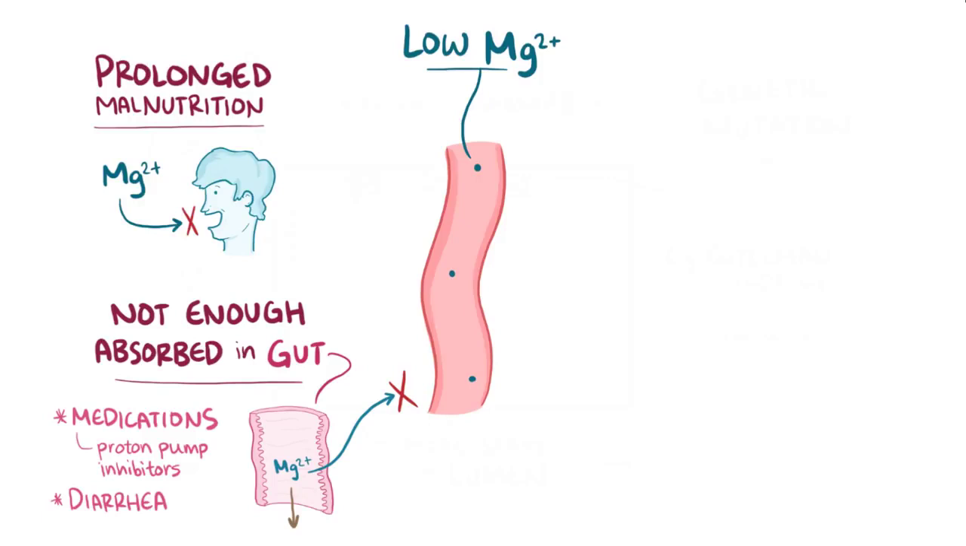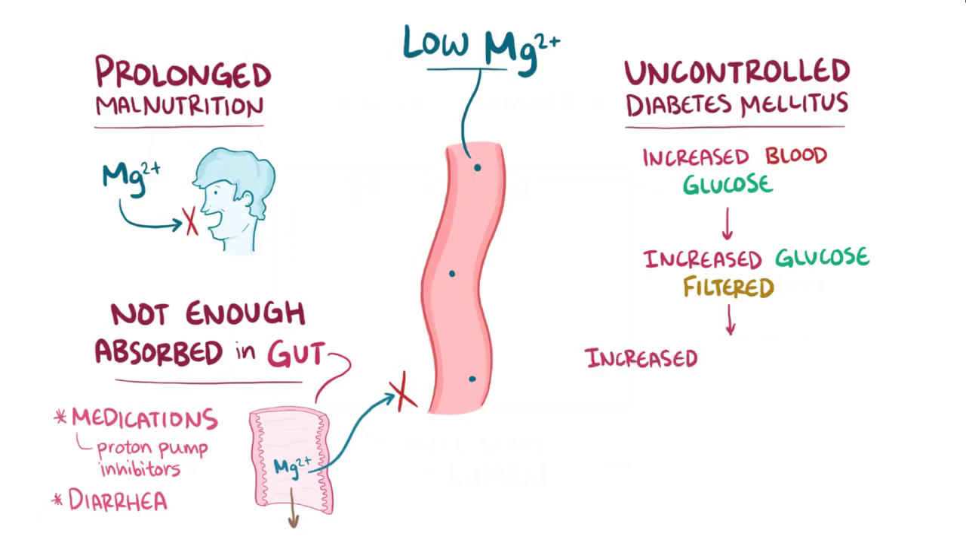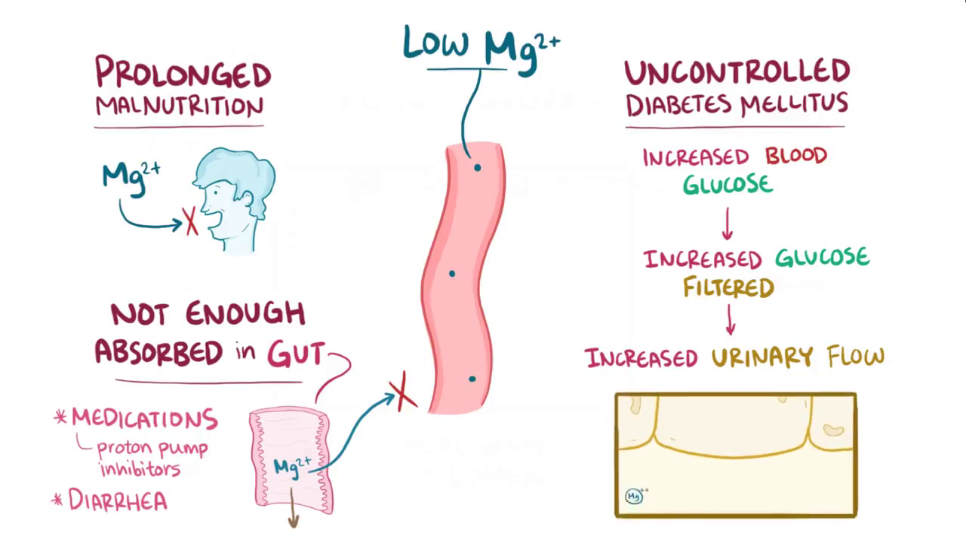Another cause of hypomagnesemia includes uncontrolled diabetes mellitus, where sometimes there can be increased levels of glucose in the blood. And this means that there's also increased glucose filtered into the kidney and nephron, which ends up attracting a lot of water and causes a large volume of urine to flow through the nephrons. This high urinary flow carries ions like magnesium right through the nephron, because the fast flow doesn't allow enough time for magnesium reabsorption to happen.